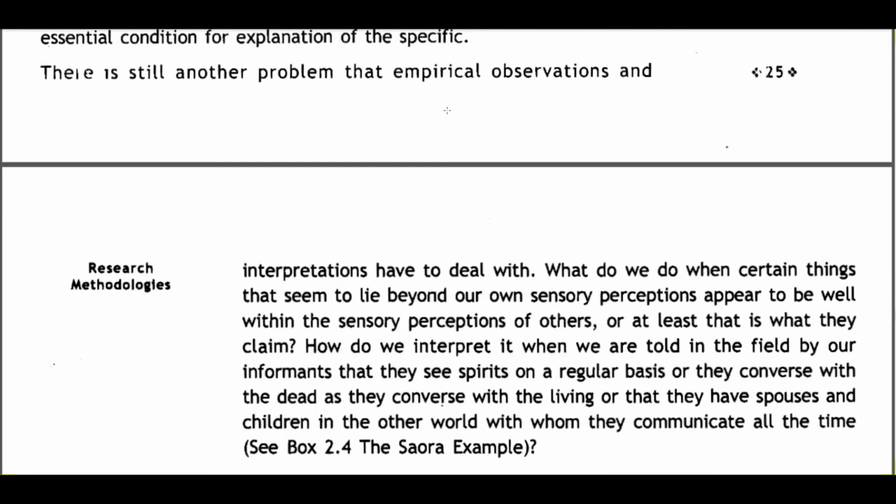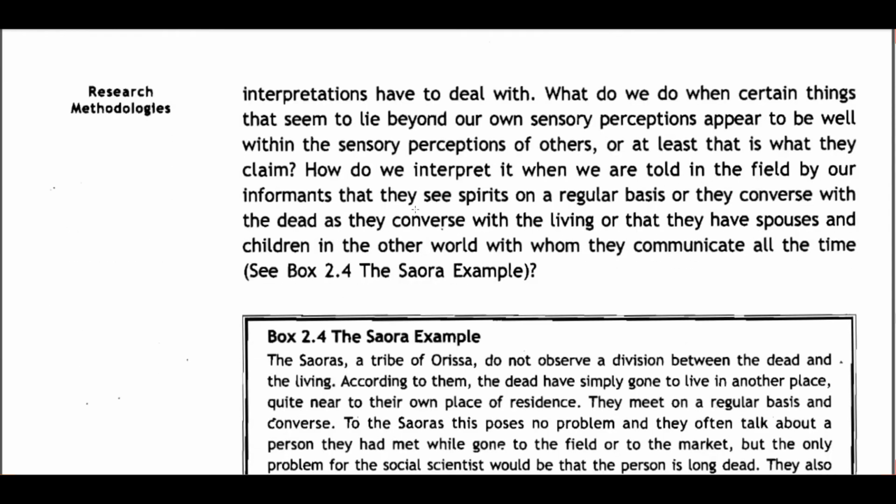There is still another problem that empirical observations and interpretations have to deal with. What do we do when certain things that seem to lie beyond our own sensory perceptions appear to be well within the sensory perceptions of others, or at least that is what they claim? How do we interpret it when we are told in the field by our informants that they see spirits on a regular basis, or converse with the dead as they converse with the living, or that they have spouse and children in the other world with whom they communicate all the time?